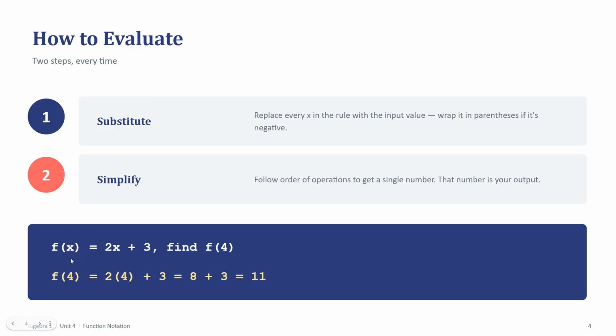f of x equals 2x plus 3. Find f of 4. We'll substitute the x for 4. Using the f of x on the other side, we substitute f of x with f of 4. f of 4 equals 2 times 4 plus 3. Then that becomes 8 plus 3. And then when we add it, it becomes 11.